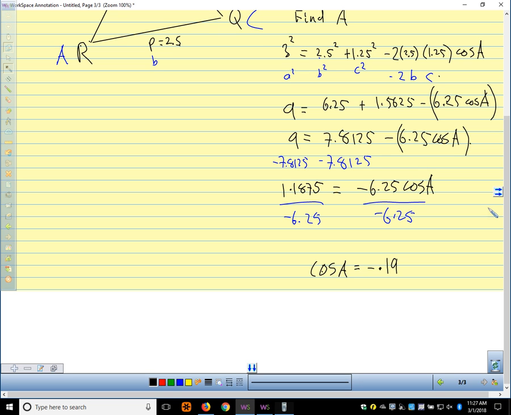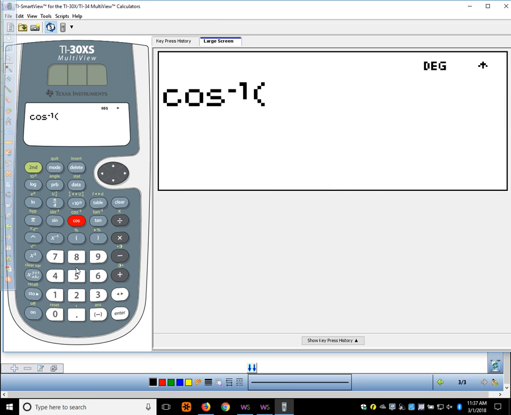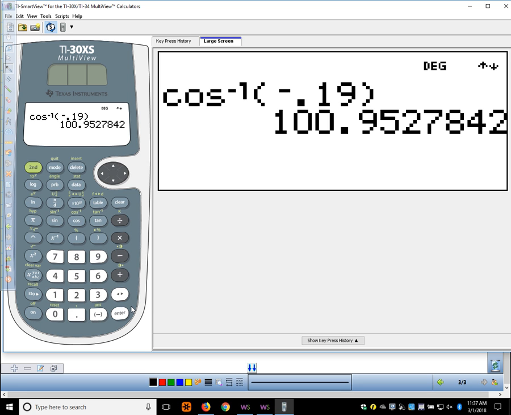And now I want to find angle A. So what do I do? You just plug this into your calculator: 1.1875 divided by negative 6.25. And that's negative 0.19. Now we have to do the inverse to find the angle. So A is the inverse cosine of negative 0.19. I'm going to go to my calculator, clear that away. Inverse cosine of negative 0.19. Enter, and I get 100.95.